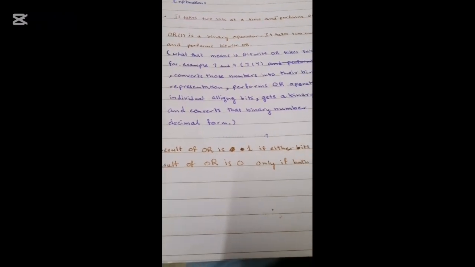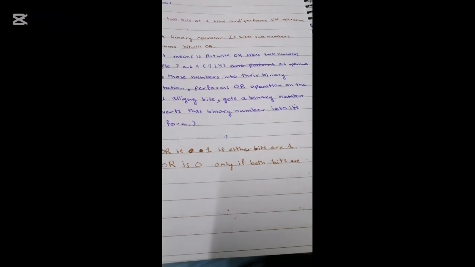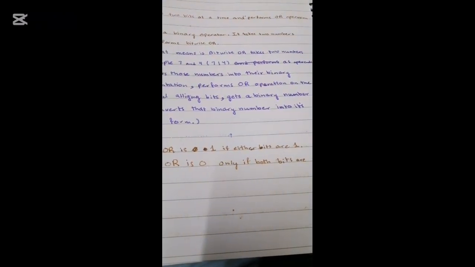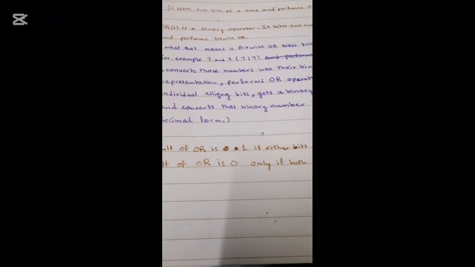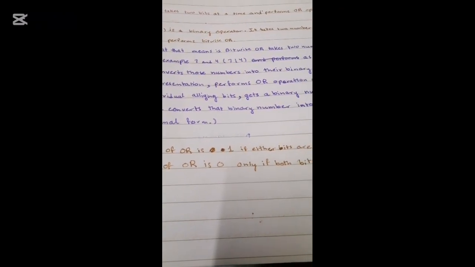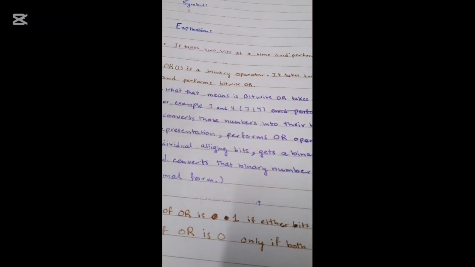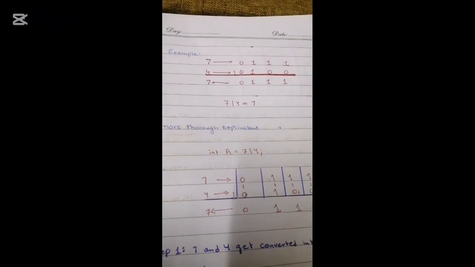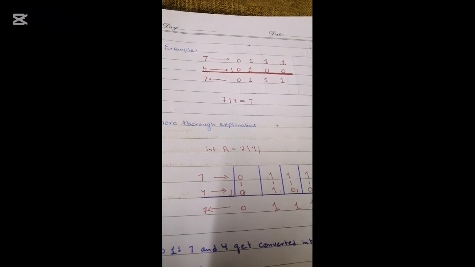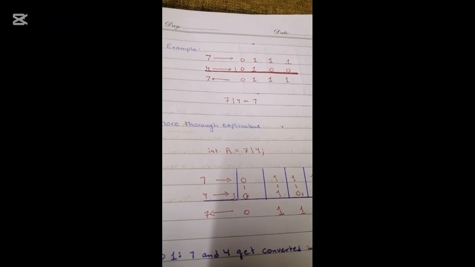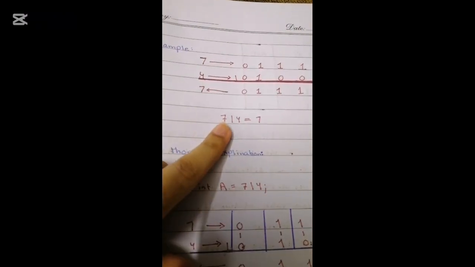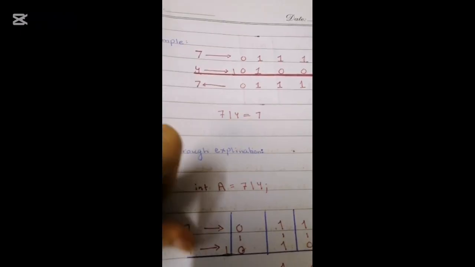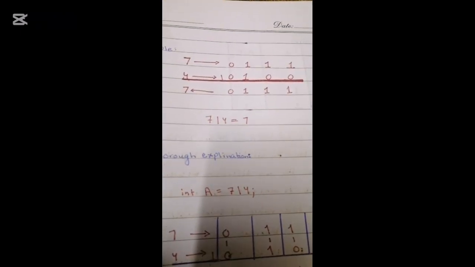Result of OR is 1 if either of the aligning bits is 1, and result of OR is 0 only if both the aligning bits are 0. Now the second point I will explain with an example. So I have taken 7 and 4 as my numbers for this example, and I wrote over here 7 or 4. Then I applied OR operation on them.